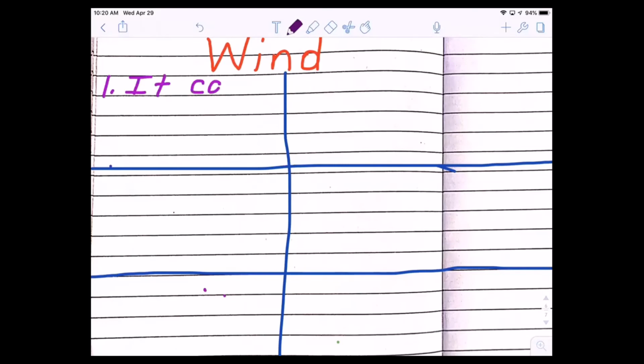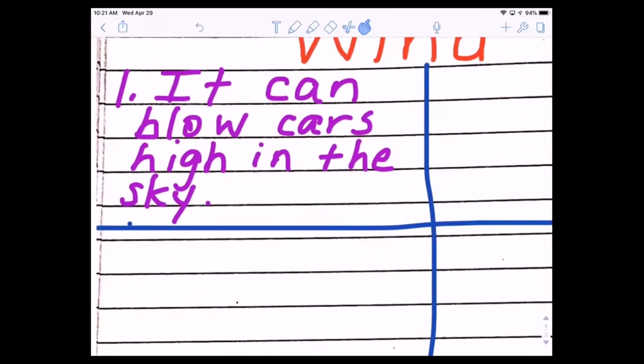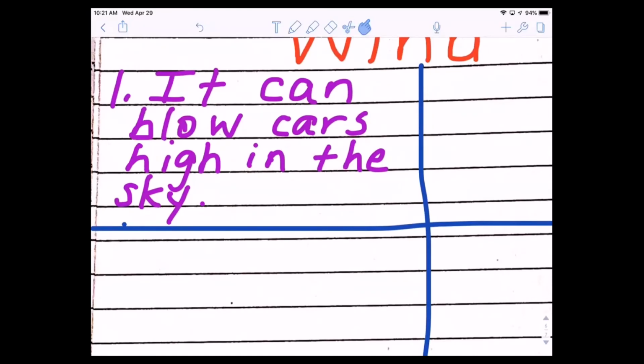It can blow cars high in the sky. Okay, it can blow cars high in the sky. So what are you going to draw? Cars flying up in the sky.